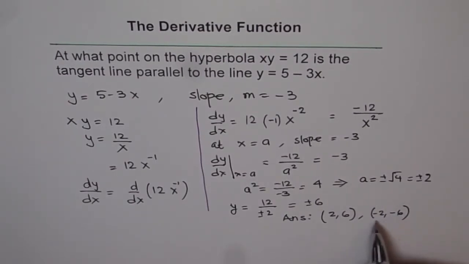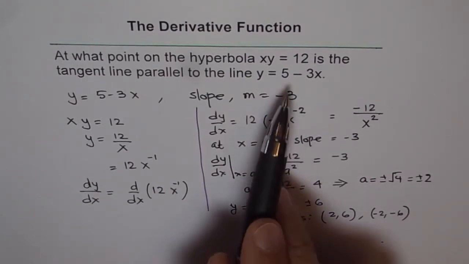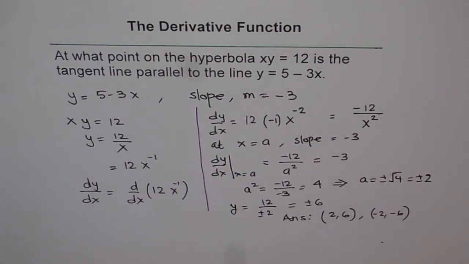So these are the 2 points at which the tangent line will be parallel to this line and its slope will be equal to minus 3. I hope that helps you to understand how to solve these problems.